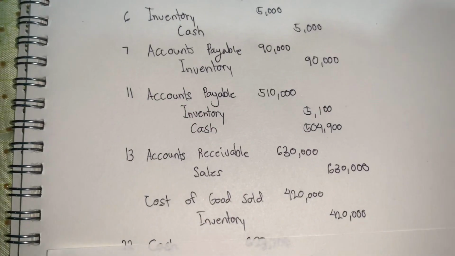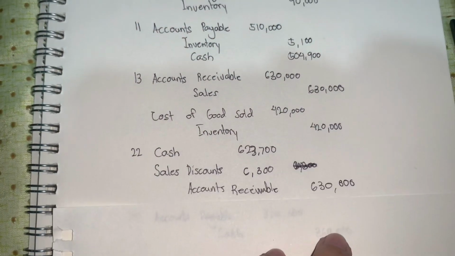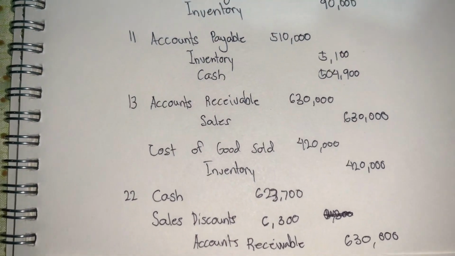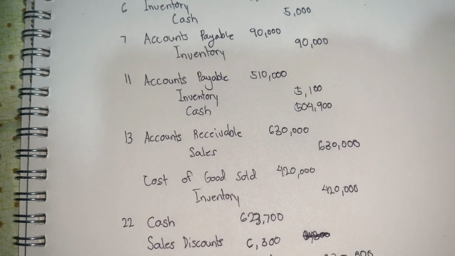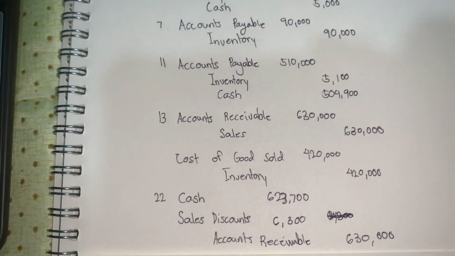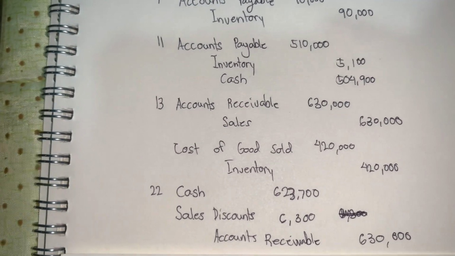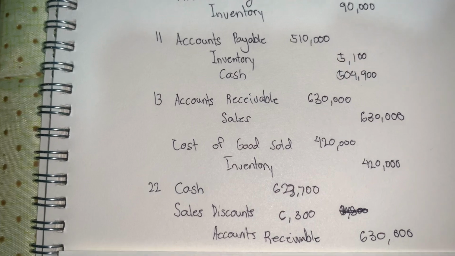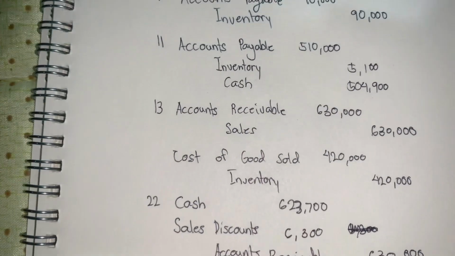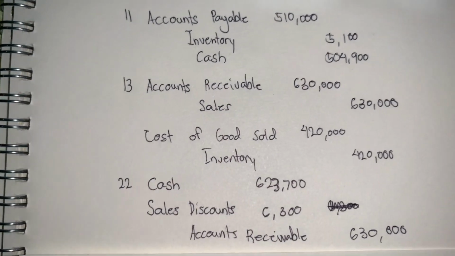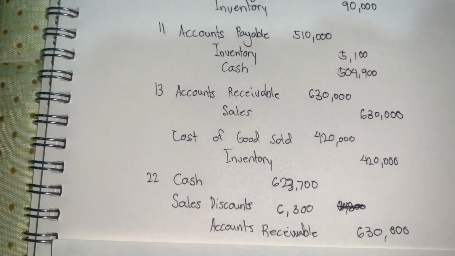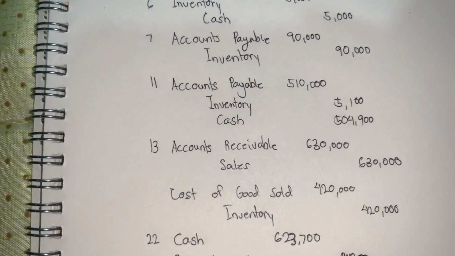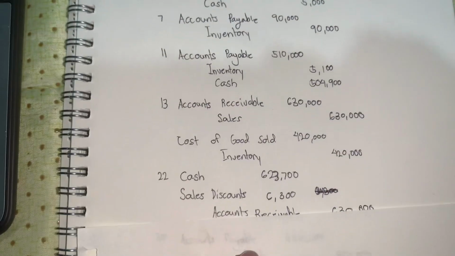So the next entry would be on June 22. So here's our entry for June 22. Receive cash from sale on June 13. So we debit cash for 623,700 and we also debit sales discount 6,300. We debit cash and sales discount and we credit accounts receivable. So yeah, it's the same as what we did in periodic system.